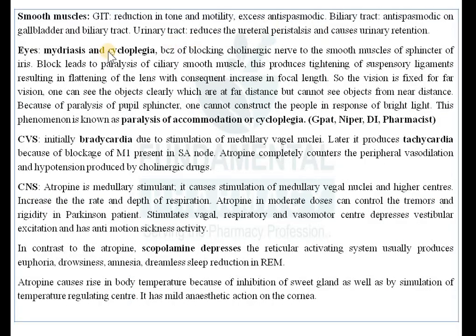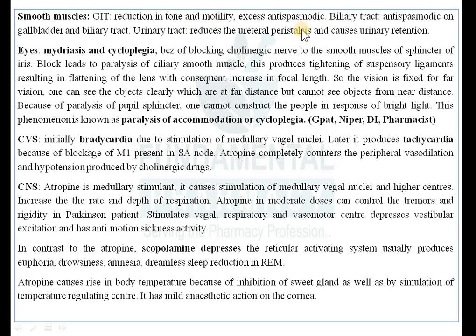Now what is the effect on smooth muscle? So obviously, so acetylcholine क्या करेगा? It will increase the tone of smooth muscle. It will increase the contraction of smooth muscle in the GIT and it will cause increase in the peristalsis. But atropine is a muscarinic blocker. The actions will be opposite to that. Okay. So what will be the action on GIT? So reduction in tone and motility of GIT.